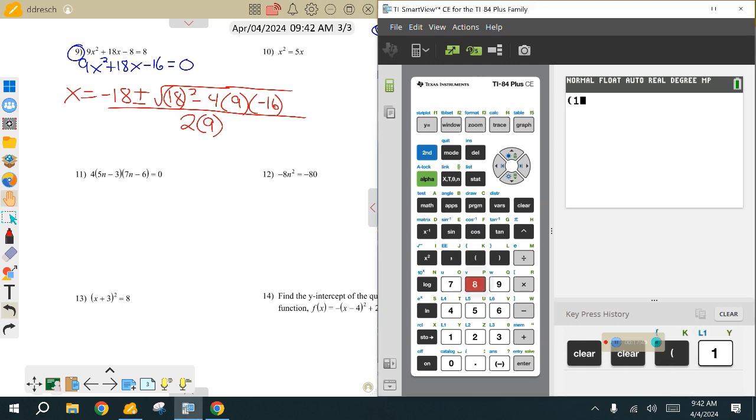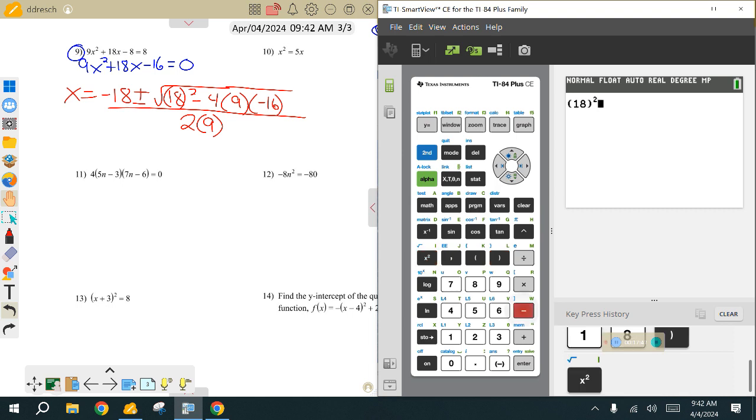Calculator says 18 squared minus 4 times what's a? A is 9, and what's c? Negative 16. Check me, check you. So I get 900. Check my arithmetic. So I get 900.